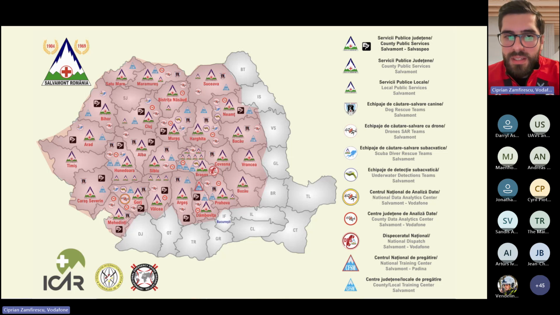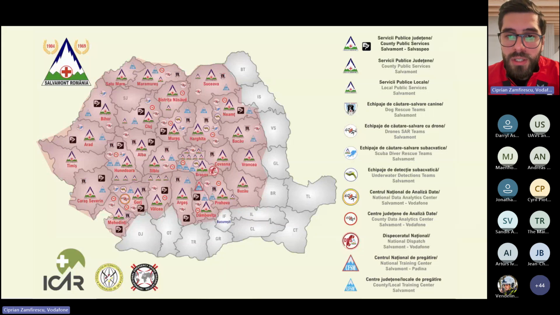All right, so this is Romania. This is our country. More than 33% of the country is covered by mountains, and we have different types of teams and expertise. We have colleagues that are specialized in rescuing in the caves, from the caves. We have public local services and county local services, which are dedicated to different types of areas and mountains. We have teams equipped with dogs, which are able to rescue from avalanches. We have drone SAR teams and scuba diver rescue teams, which work together because we also have flooded caves or mountain lakes, which are dangerous during the winter or even during the summer.